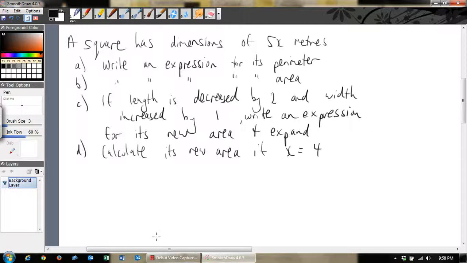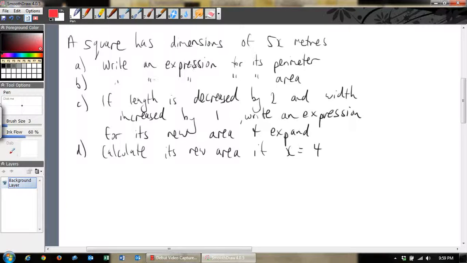Welcome back. I'm just going to do an application question, and these are really important to get good at because they come up all the time, and math teachers love asking these sorts of questions. So I'm just going to go through and show you how to get good at these things. This sort of question will be in a test, so get good at this.